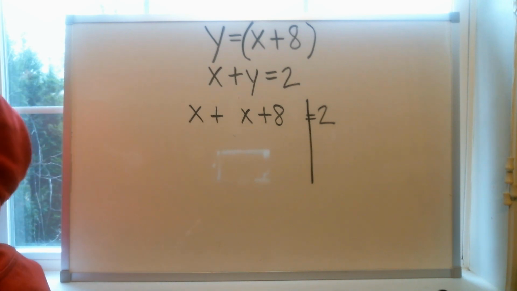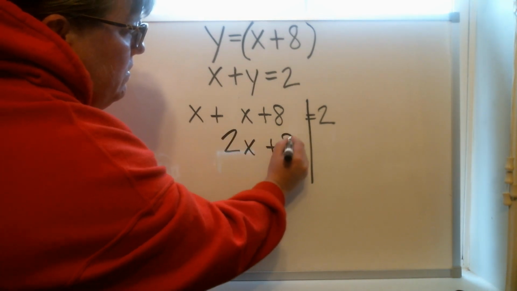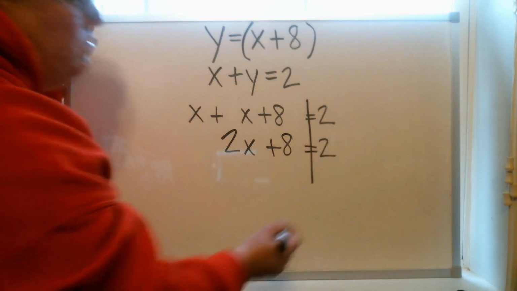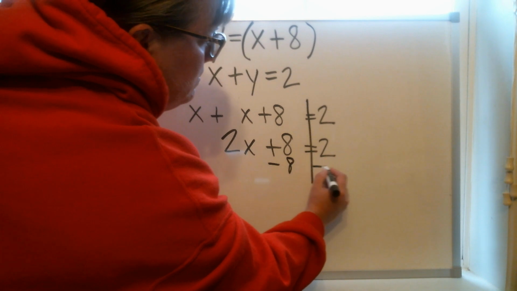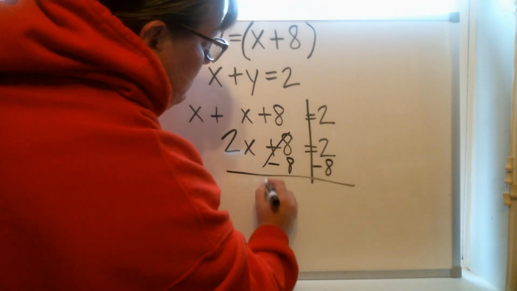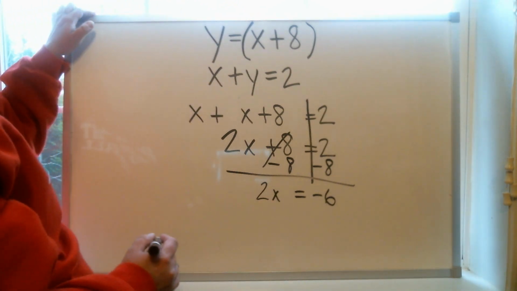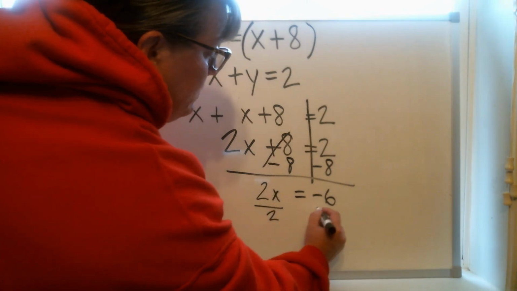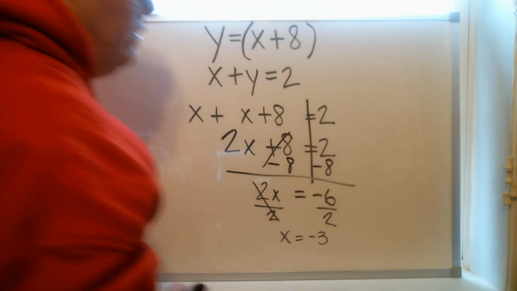x plus x is 2x plus 8 equals 2. And then I have to subtract the 8 from both sides. So 2x equals negative 6. When I divide by 2, I end up with x equals negative 3.